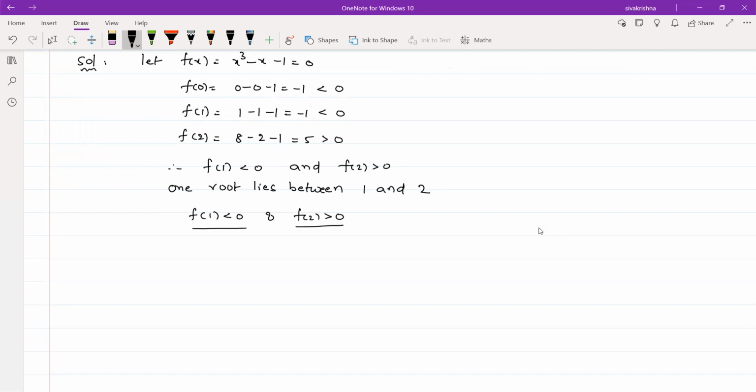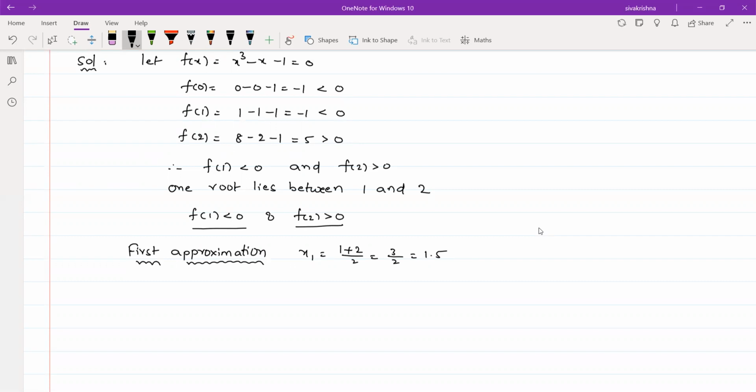Okay. So if we want to find the first approximation, the first approximation is nothing but x1. And x1 is nothing but the average of the two numbers which have opposite signs. Here 1 has a negative sign and 2 has a positive sign. So the average of 1 and 2 gives the first approximation. It means we take (1 plus 2) by 2, which is equal to 3 by 2, and this is equal to 1.5. So the first approximation value is 1.5.